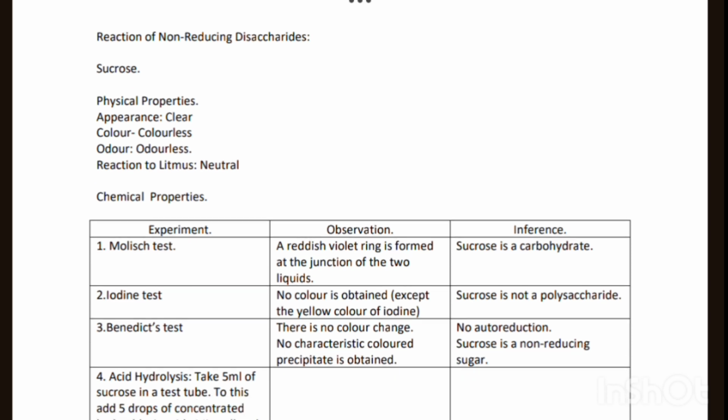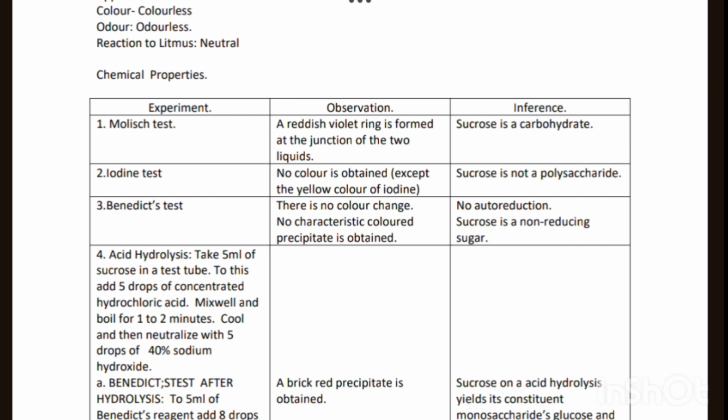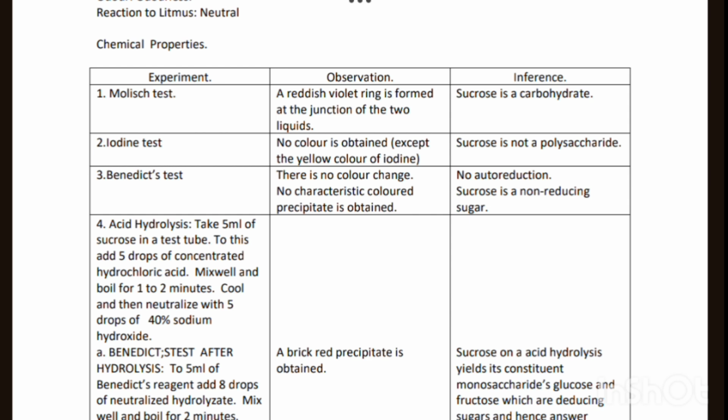Molisch test, when you perform it, is positive because sucrose is a carbohydrate. Coming to the iodine test, it will be negative. Only the yellow color of iodine will be left since sucrose is not a polysaccharide. Coming to Benedict's test, there is no color change.